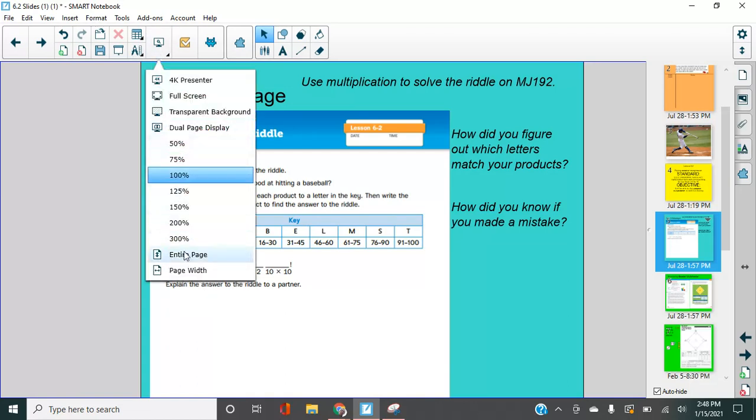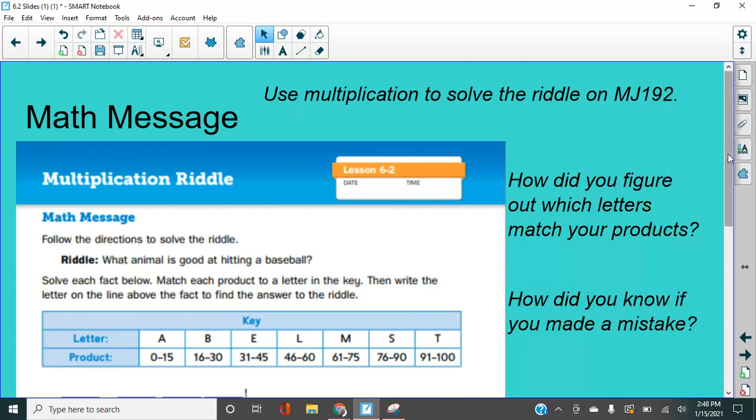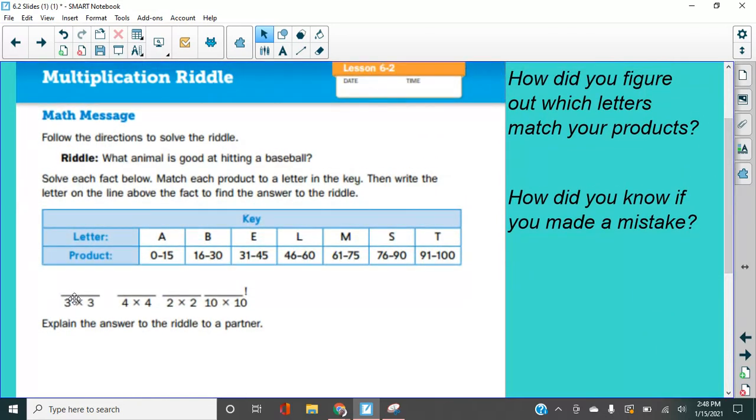All right, so what does that mean here? What you need to do is you're going to solve these facts. So 3 times 3 is 9, right? So 9 is in this range, right? 9 is between 0 and 15. So we need a letter A because A goes with 9 right here. So A. All right, go ahead, keep going. Here's 4 times 4, 2 times 2, and 10 times 10. Try to solve the riddle.